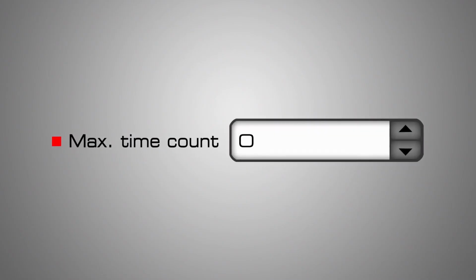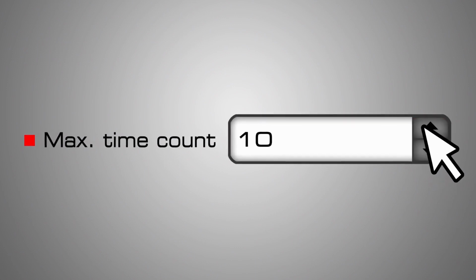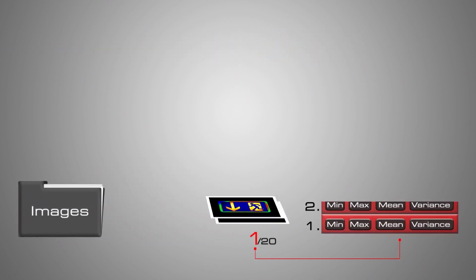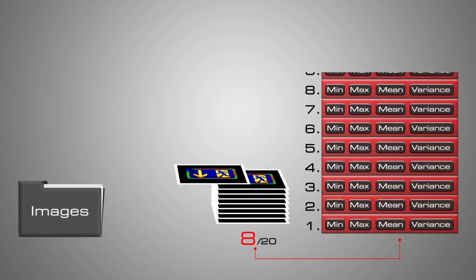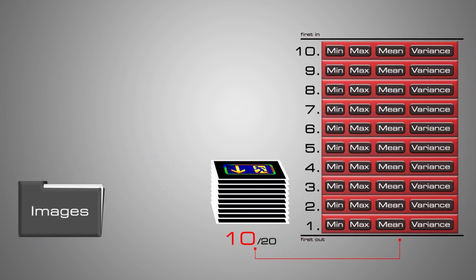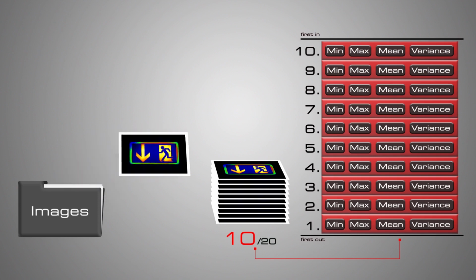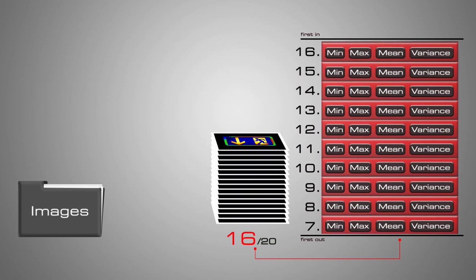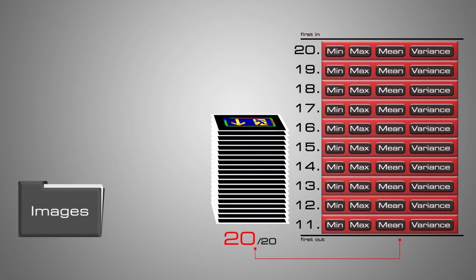Maximum time count works in a way that when its value is set to 10, we load 20 images. The time statistic does calculate 10 values, but by the rule of first in, first out. It means that when the 11th image is taken, the first image is cleared. The rest of the images move forward and the 10th image is filled with the 11th. Finally, when the processing queue ends with the 20th image, the 10 entries will be filled with the results from the 11th to 20th image.